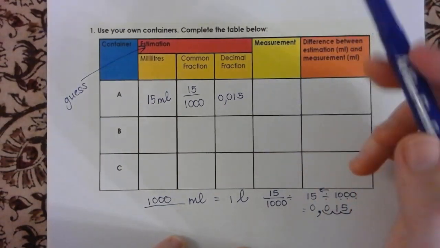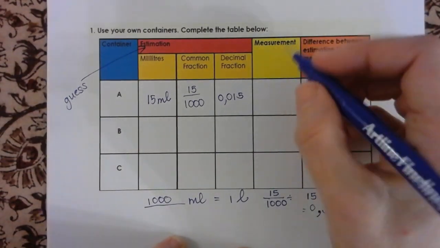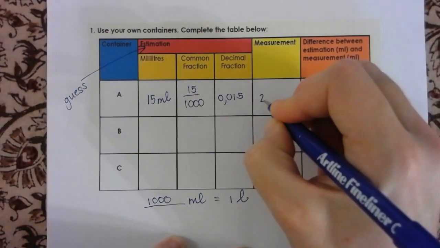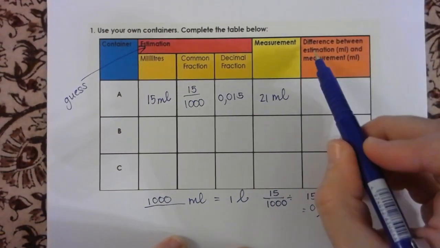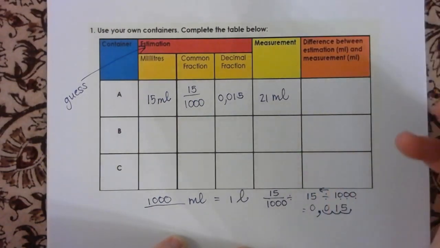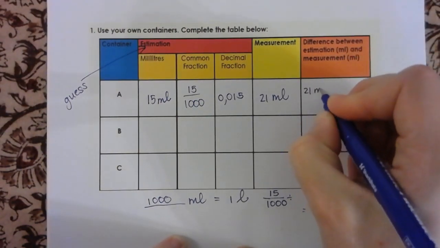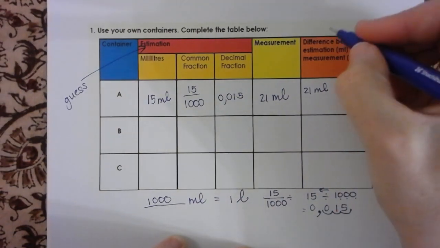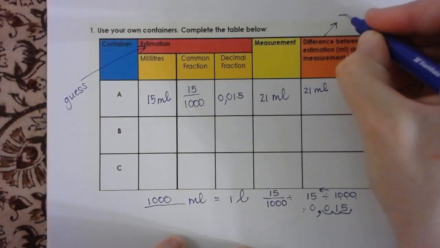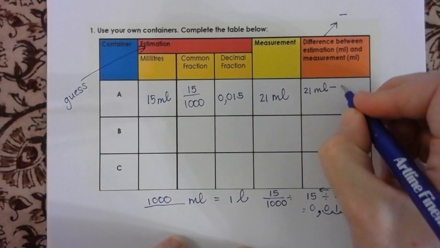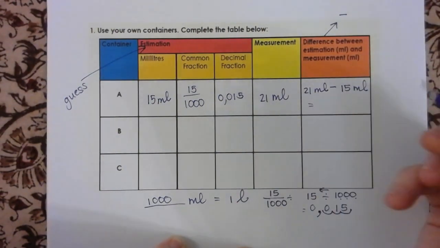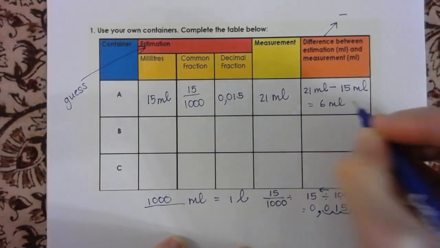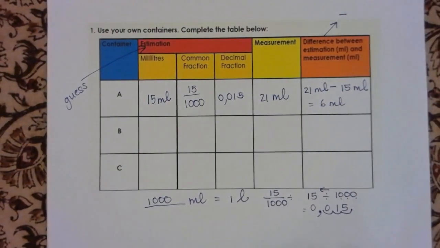Now, say for instance you are taking the measurement, right? And you read your measurement says 21 milliliters. Then the next one says the difference between estimation and the measurement. So your measurement was 21 milliliters. What is the meaning of difference? That means to minus, so it's minus, and then my estimation was 15. So then the difference is 6 milliliters. So you can see if you were close or not close enough.